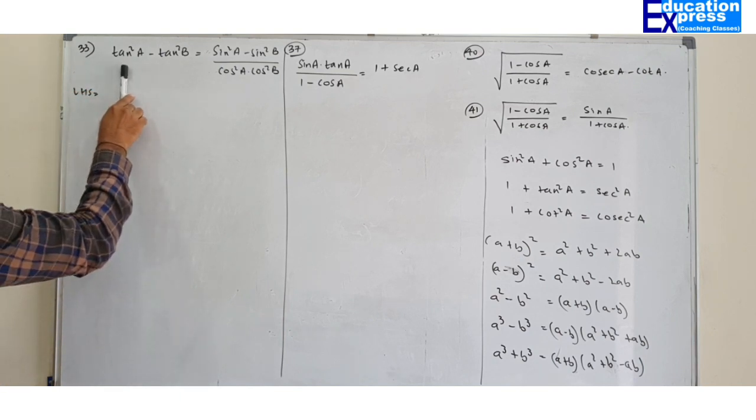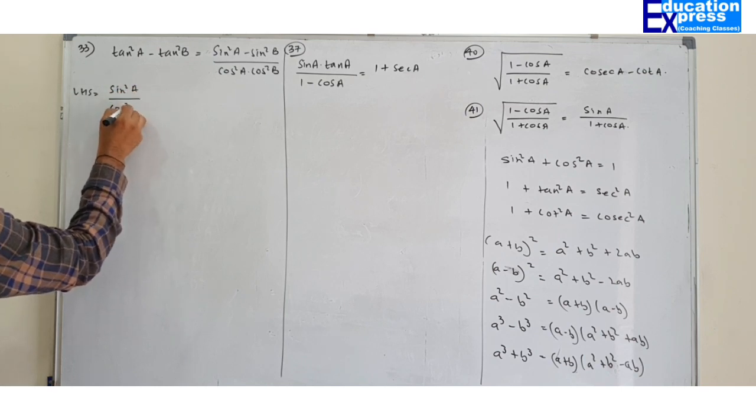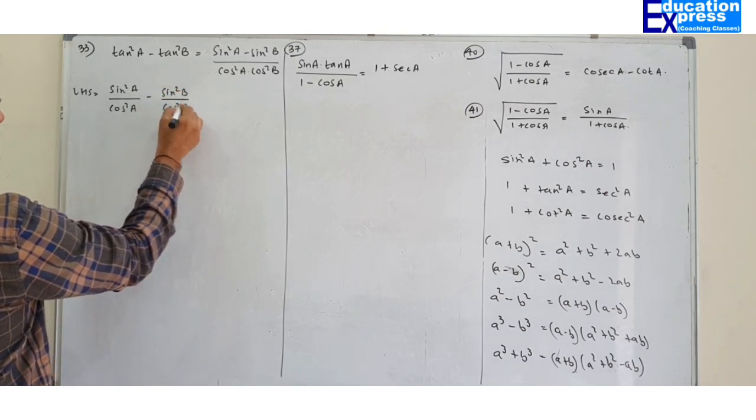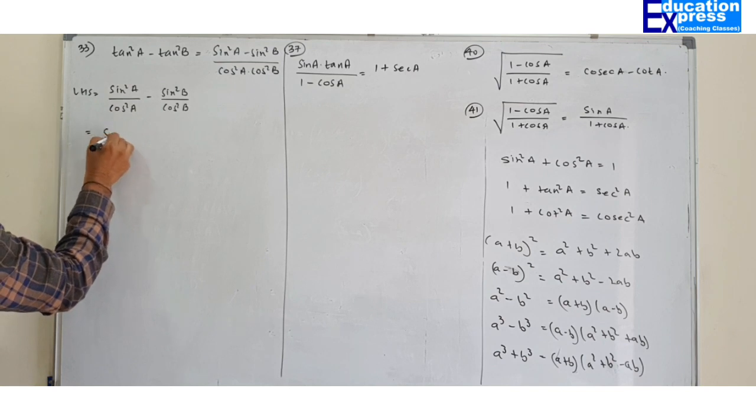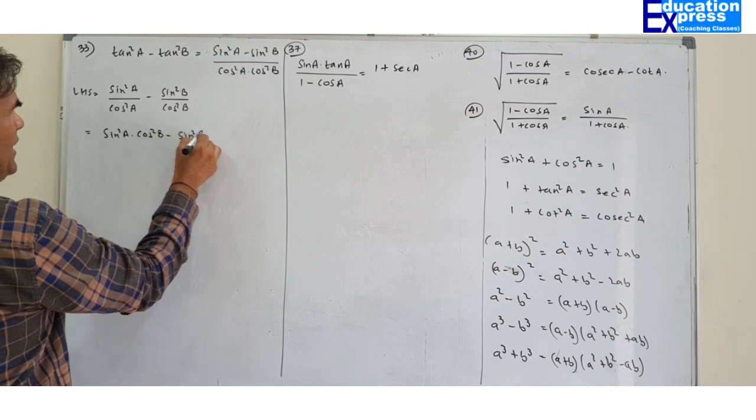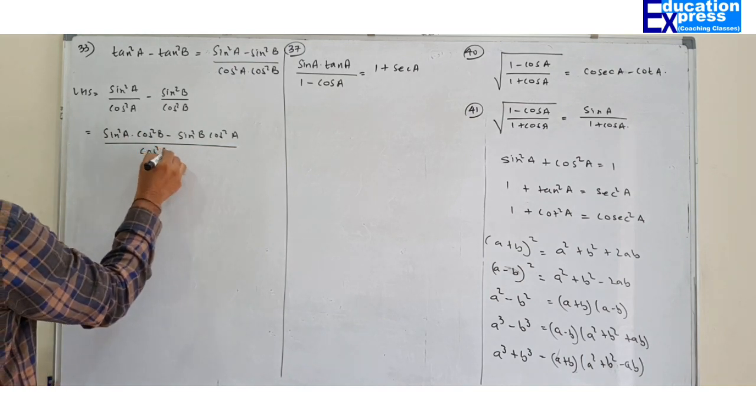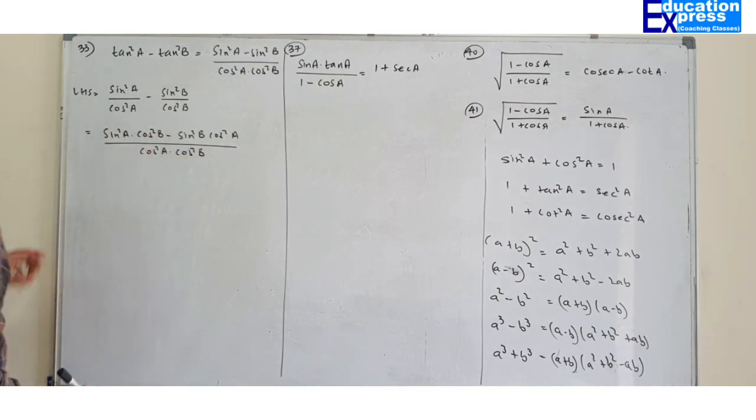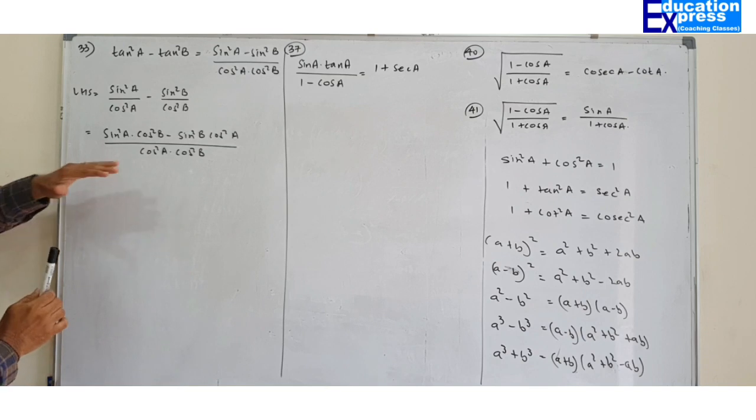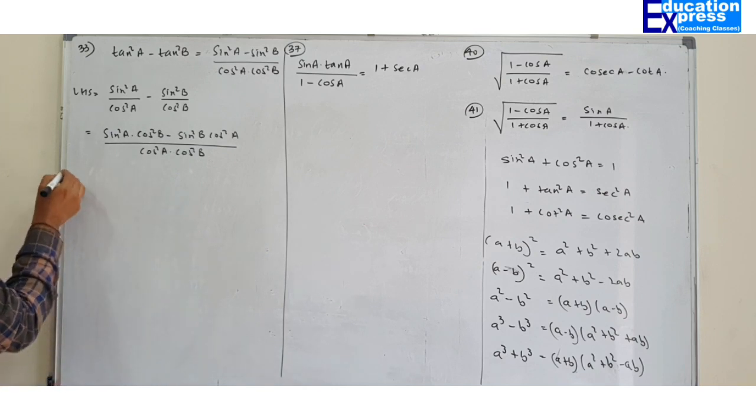LHS. Tan square A minus tan square B can be written as sin square A upon cos square A minus sin square B upon cos square B. What do we do next? Sir, we will take LCM. Sin square A cos square B minus sin square B cos square A, the whole upon cos square A cos square B. Now if you look at what we want, cos square A cos square B we have already obtained. So if there is any change that we need to make, we'll make it only in the numerator. In the numerator we want only sine, we don't want cos. So what will we do?